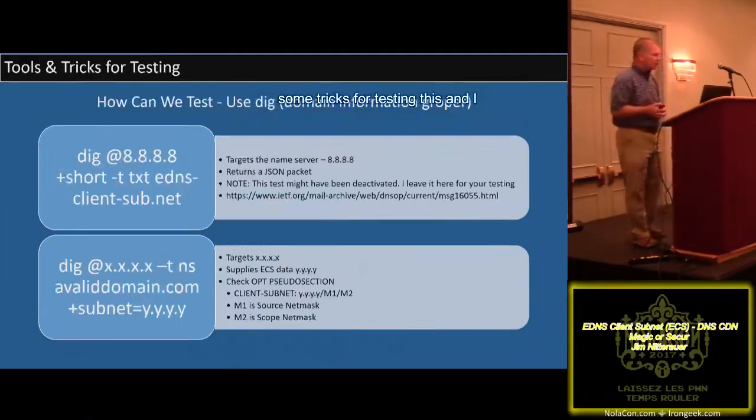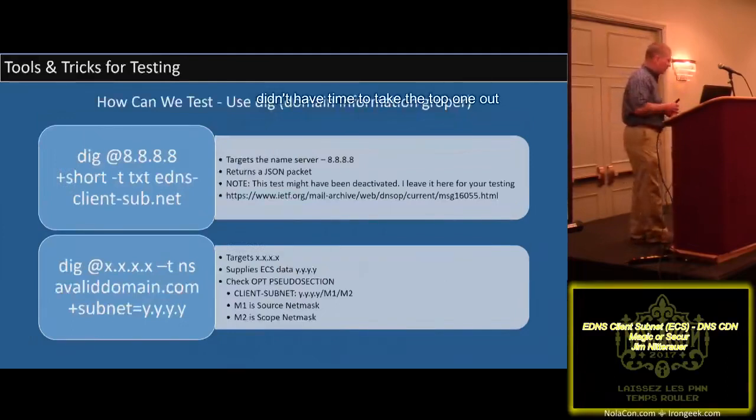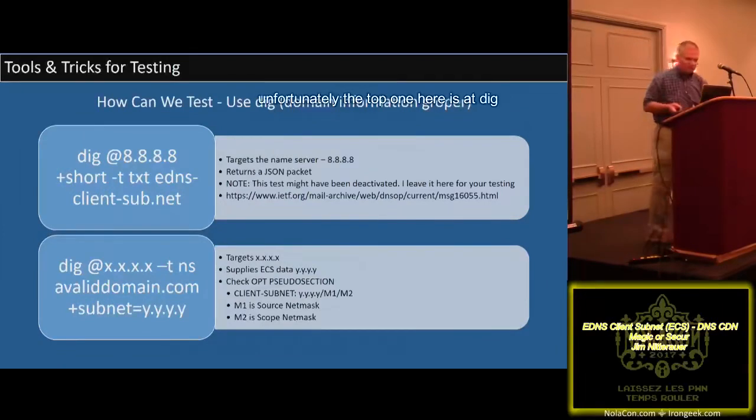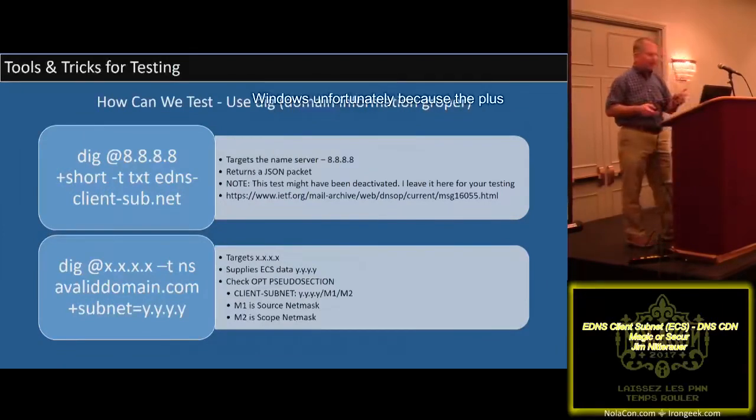So we can use some tricks for testing this, and I didn't have time to take the top one out, unfortunately. The top one here, that dig command, has to be done on Windows, unfortunately, because the plus subnet option, when you use the plus subnet option, doesn't work in some versions of Linux because of the way Bind gets installed.